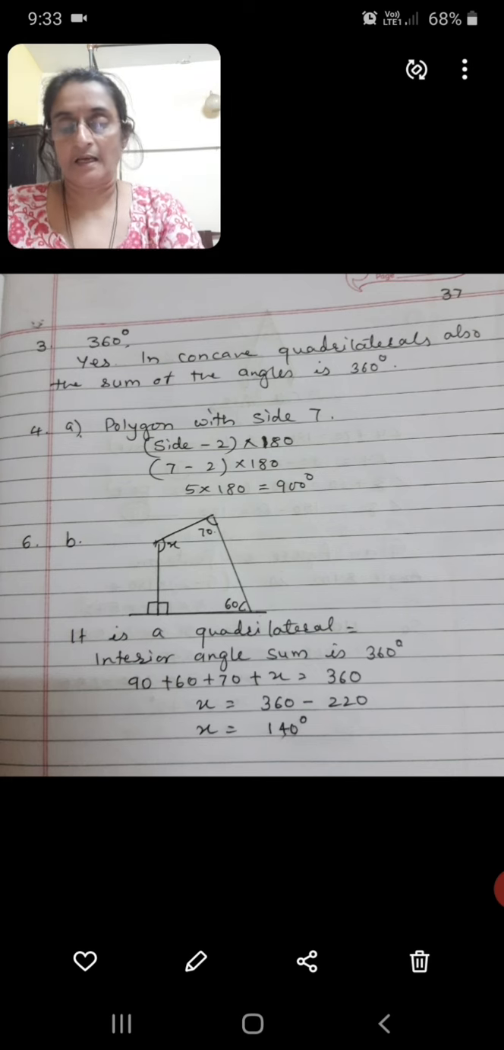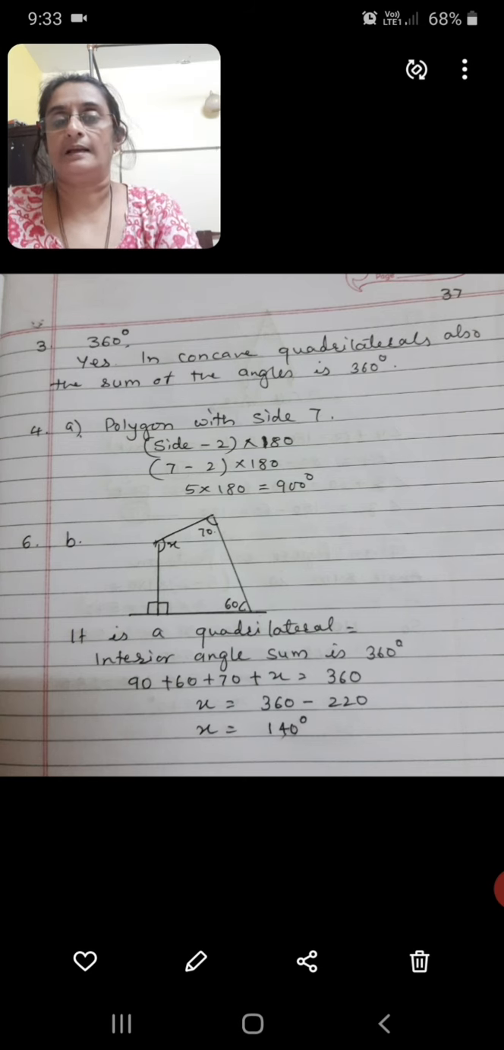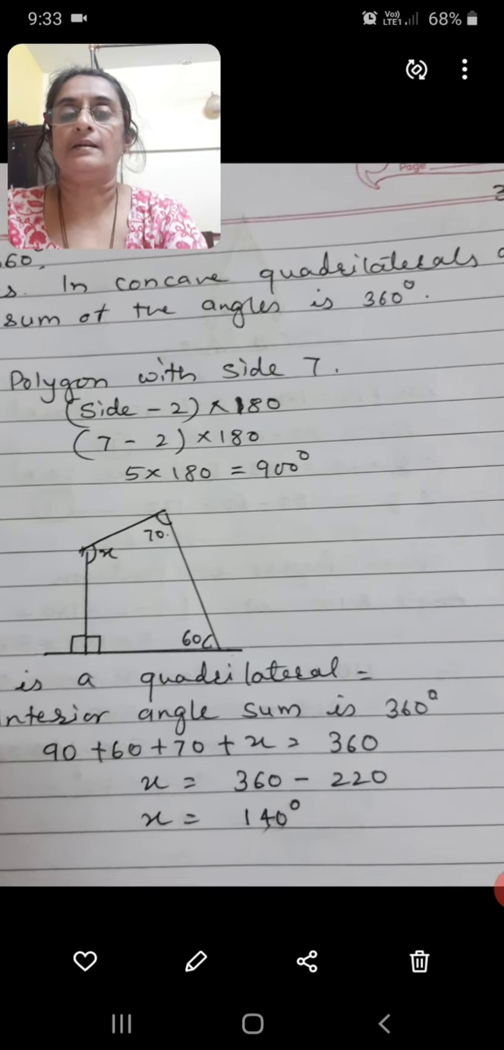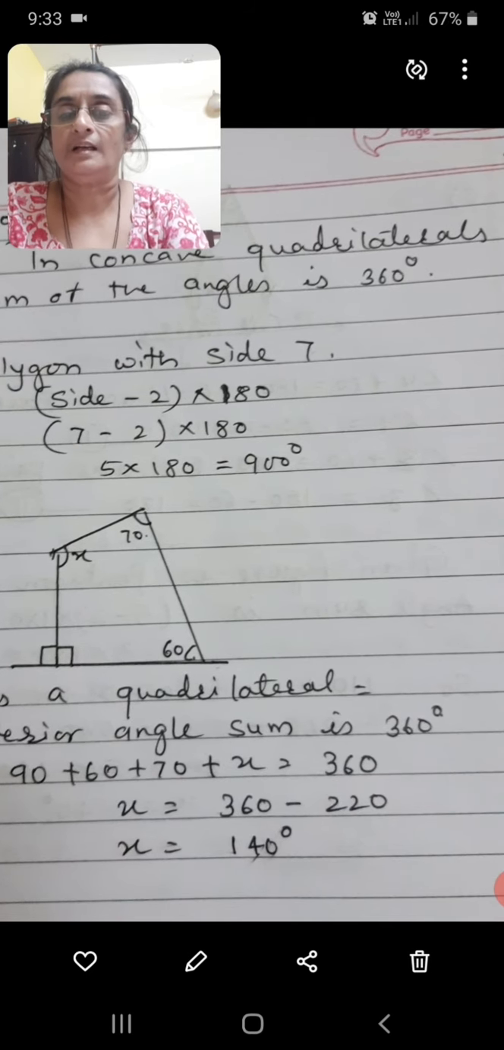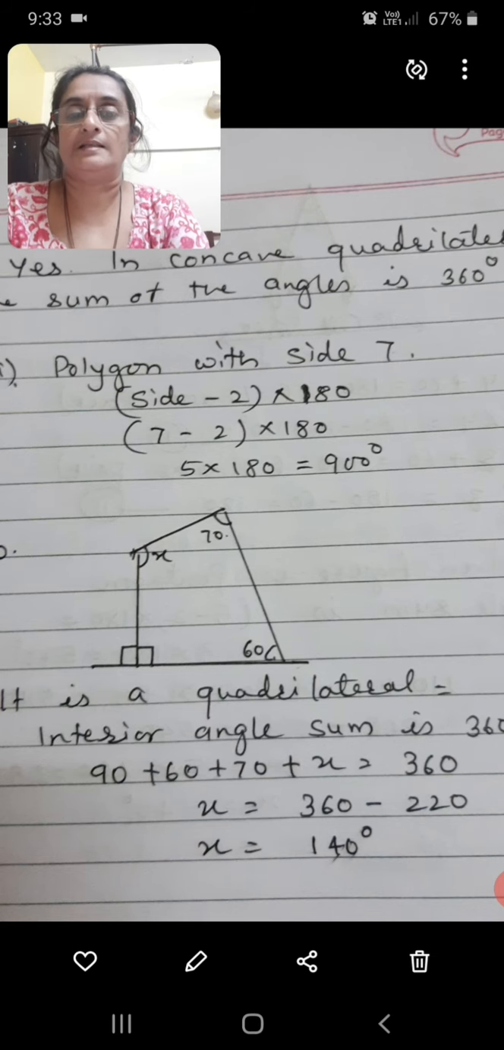Question number 6. You have to find the angle x in those figures. I have picked only a few sums from that, that is B1. See the figure, you can see it's a quadrilateral and two angles are given, one is 60 degrees and one is 70 degrees, and one is given as x. You have to find the value of x.